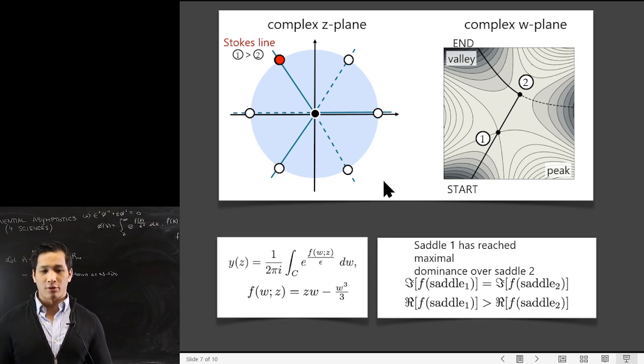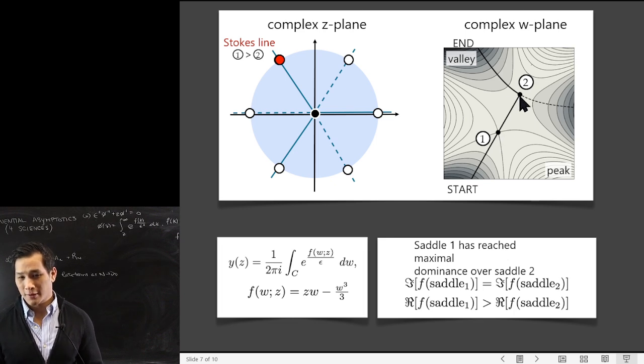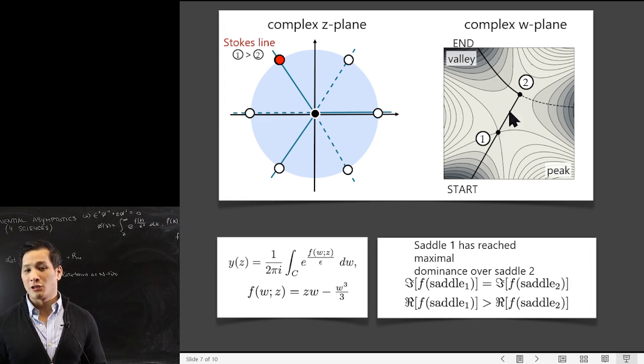Okay? So the criteria is that the first saddle has reached maximal dominance over saddle 2. This is necessary because saddle 2 has to be downhill from saddle 1. Otherwise, you don't need to go through saddle 2. So at the point where this special curve in the z-plane exists, the secondary saddle is downhill from saddle 1, is exponentially smaller than saddle 1, and it's also linked by a path of steepest descent. So that's the two criteria that you see here.